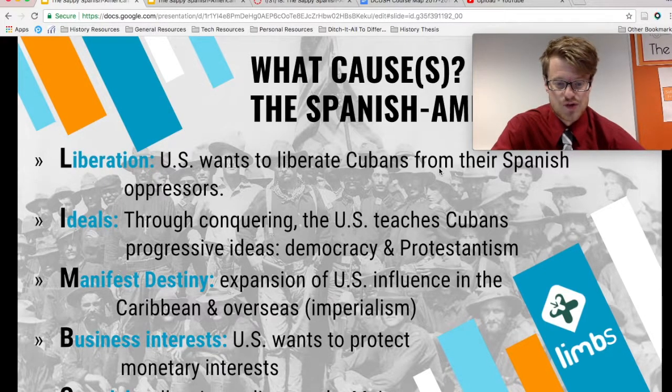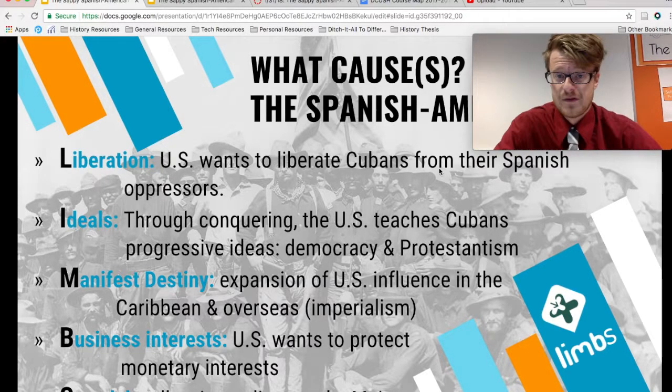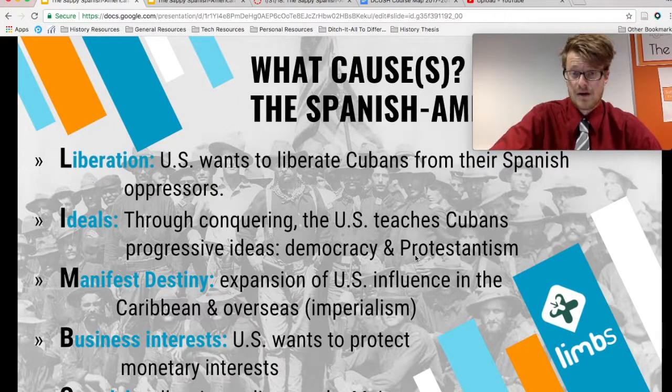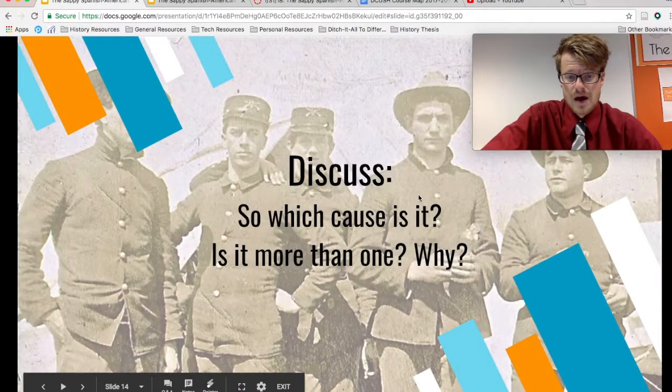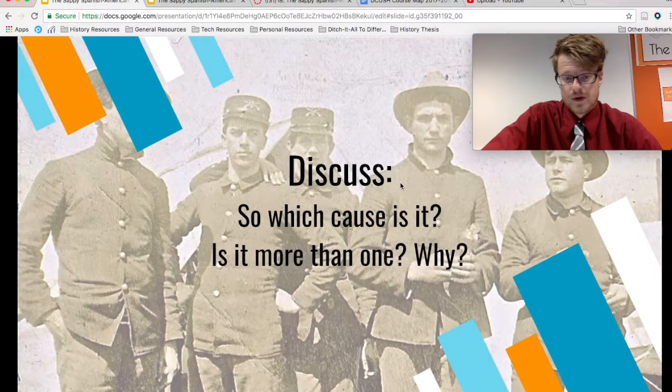B, business interests. The U.S. did have a lot of business and trade interests that they wanted to protect in Cuba, and so that also kind of had something to do with it. And then last but not least is S, scandal, and that is the cover of yellow journalism on the Maine. Now, if you haven't heard about the Maine, or you don't know what yellow journalism is, it's pretty straightforward. We'll take a look at it here.